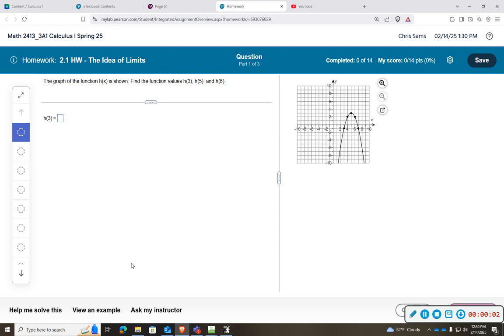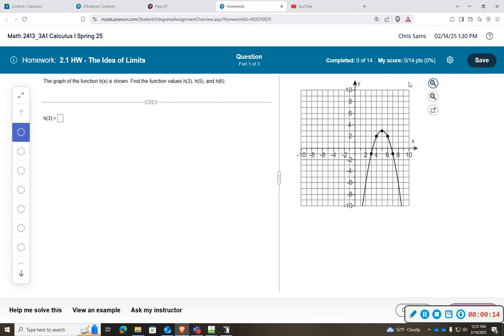All right, 2.1, question 1. We're given the graph of h of x, and we just want to find the function values h of 3, h of 5, and h of 6. So we just use the given graph.